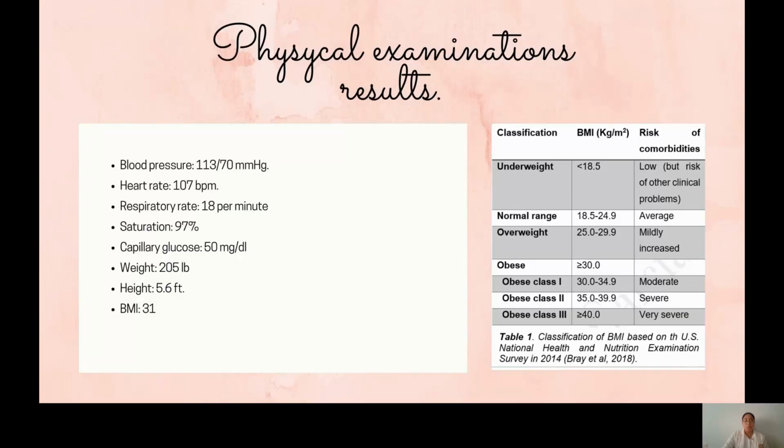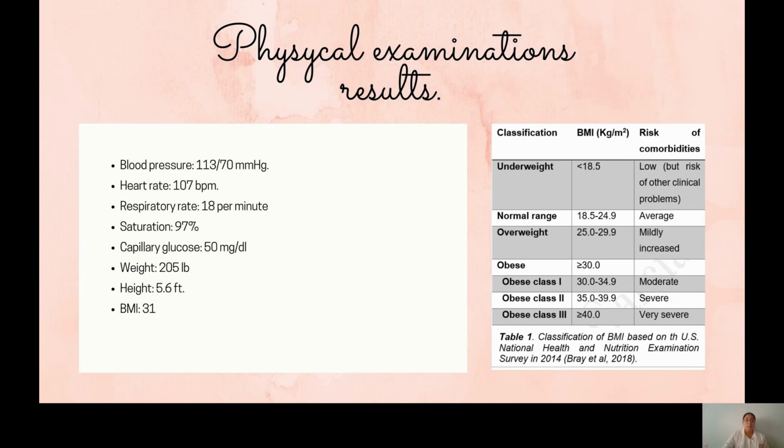Physical examination results. The patient has a blood pressure of 130 over 70 millimeters of mercury. Heart rate was 107 beats per minute. His respiratory rate was 18 per minute. He has a saturation of 97%. His capillary glucose was 50 milligrams per deciliter. He has a weight of 205 pounds and a height of 5'6".